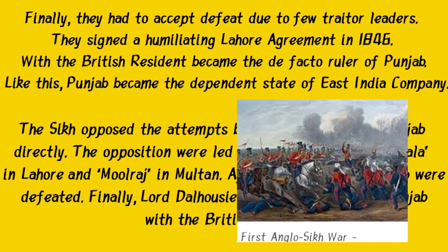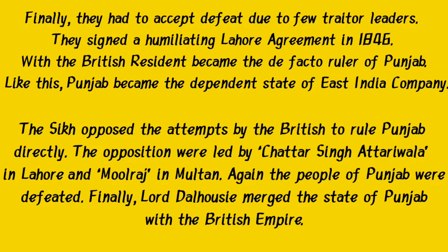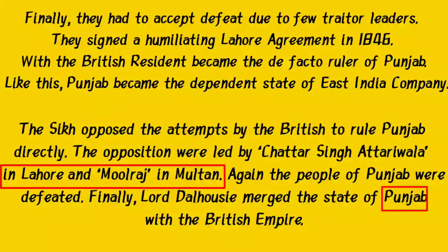The Sikhs opposed the attempts by the British to rule Punjab directly. The opposition was led by Chattar Singh Atriwala in Lahore and Mulraj in Multan. Again, the people of Punjab were defeated. Finally, Lord Dalhousie merged the state of Punjab with the British Empire.